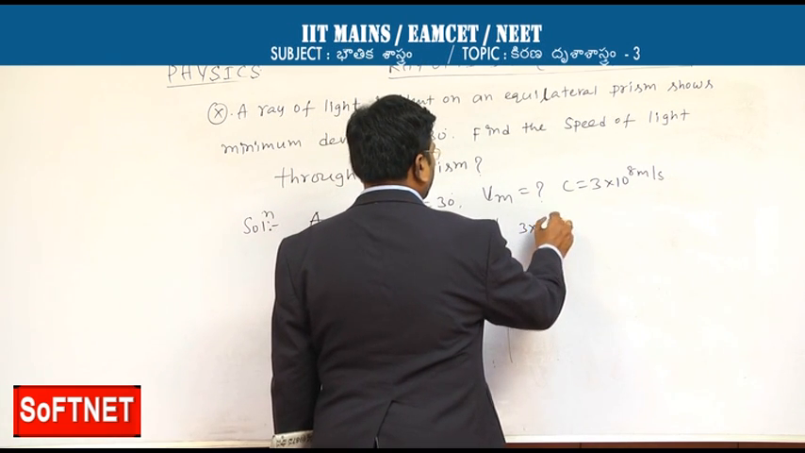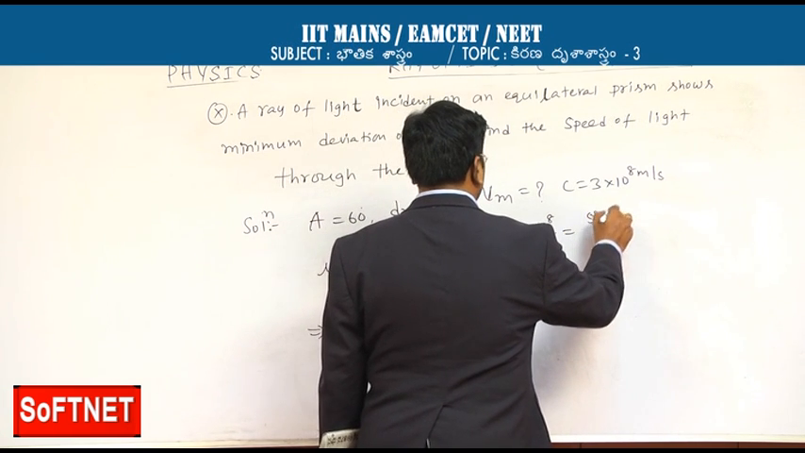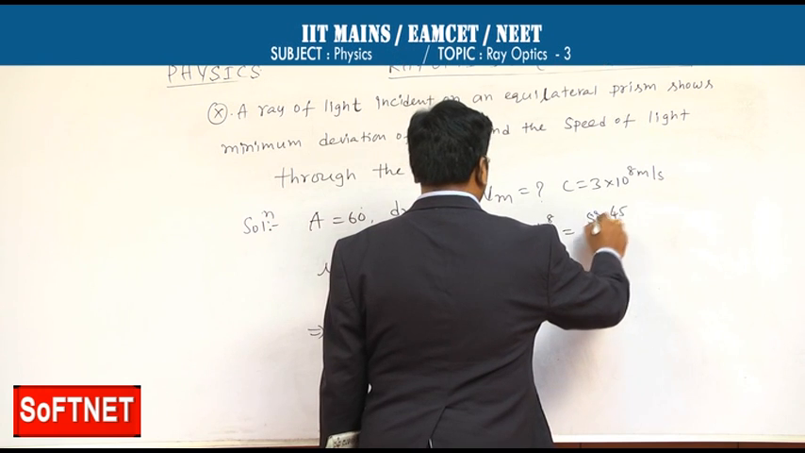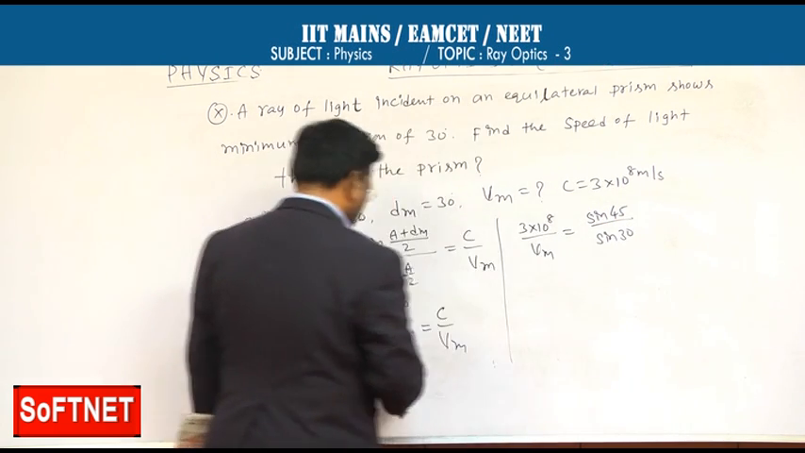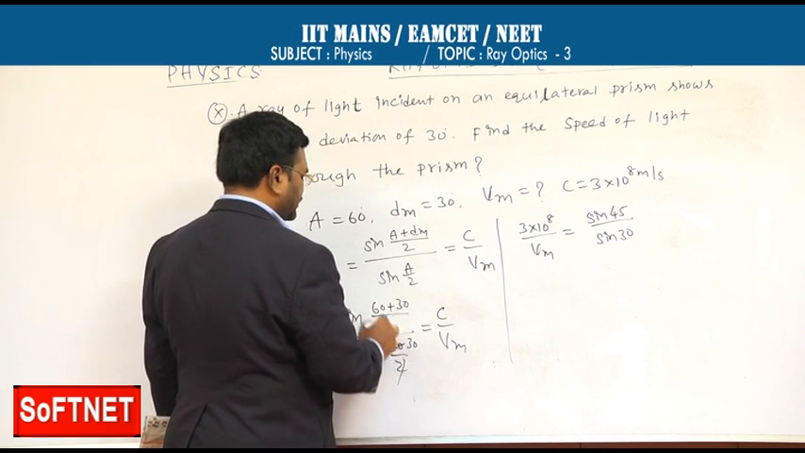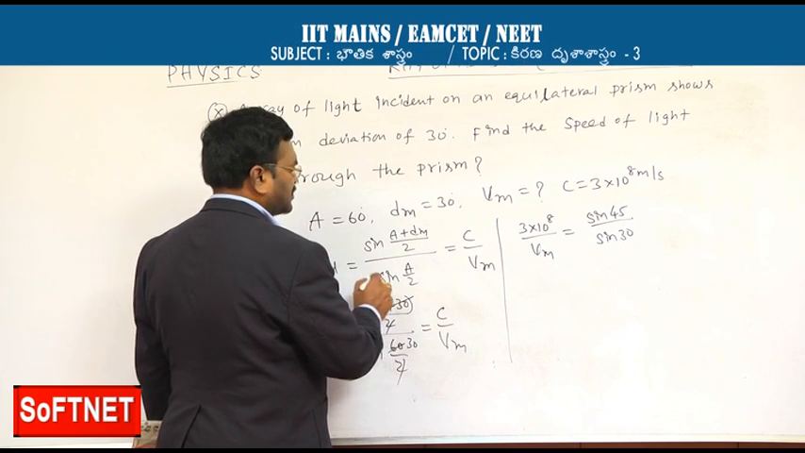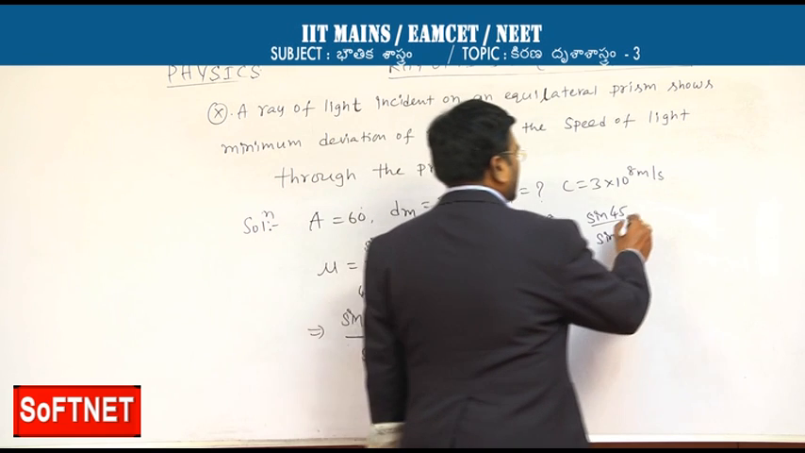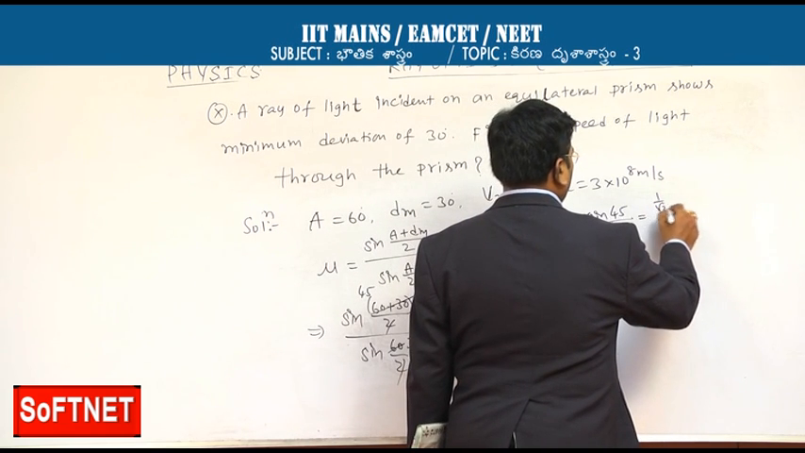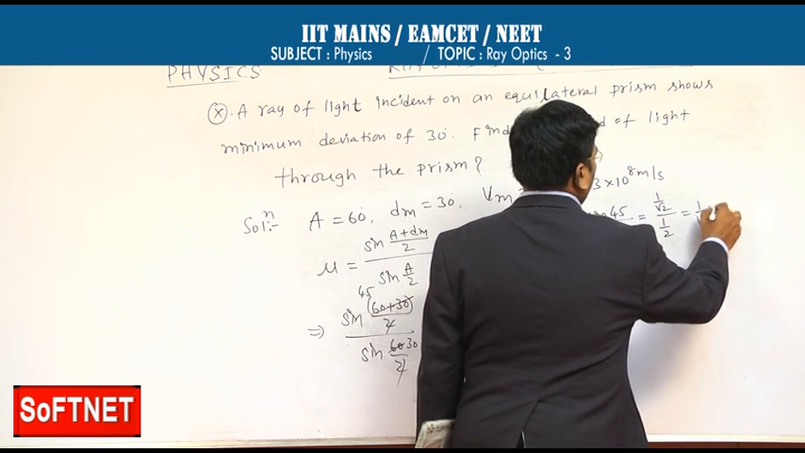From this here, C: 3 into 10 to the power of 8 by velocity of light in medium is equal to sin 90 by 2. 90 by 2, how much? Sin 45 by sin 30 degrees. Here 60 plus 30, how much? 90. So sin 45 degrees. Sin 45, how much? 1 by root 2. So from this, sin 45 is 1 by root 2 by sin 30, how much? 1 by 2. So we are getting 1 by root 2 into 2.